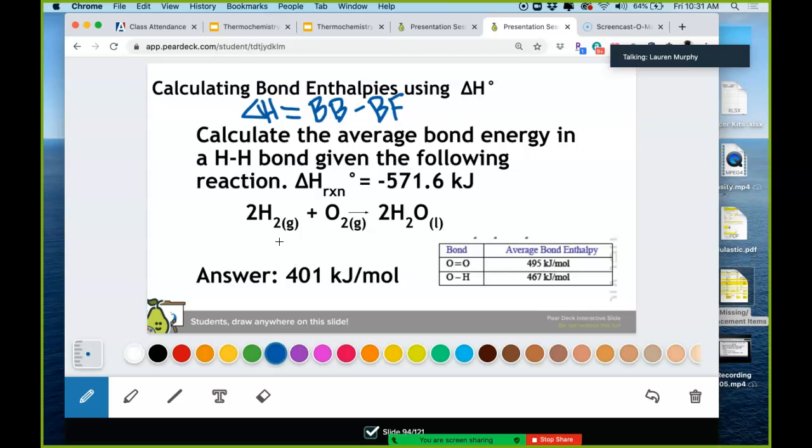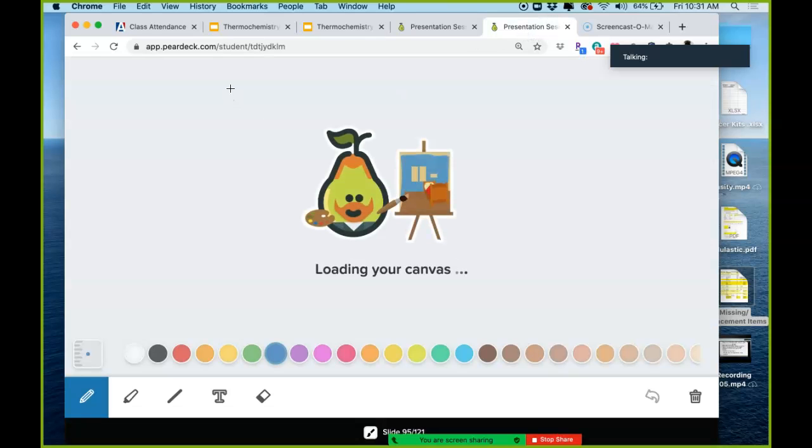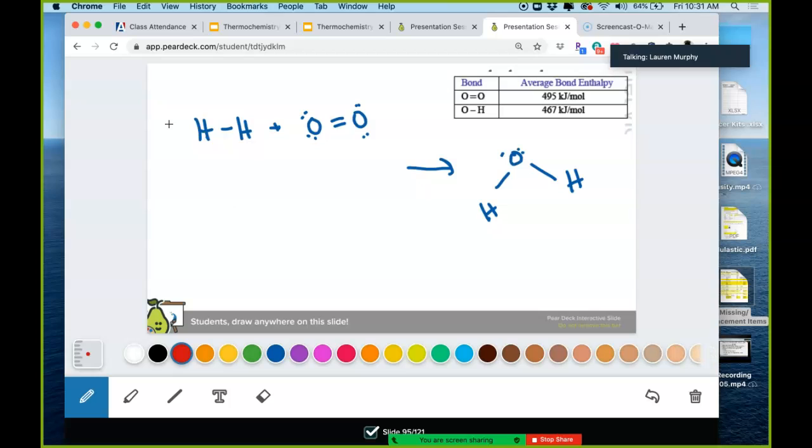All right, so again, I'm going to have to draw these. So hydrogen looks like this, plus oxygen looks like this. Go ahead and draw these down with me. Sorry, I ran out of room. It makes water, which looks like this. And then I'm going to do my coefficients.